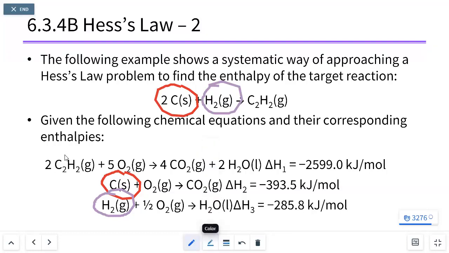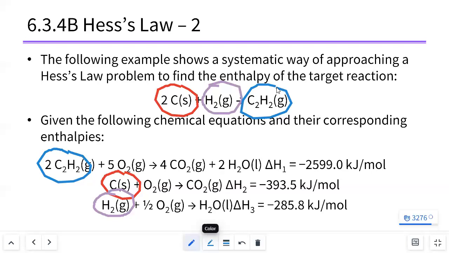The key that we ultimately have to do is put these equations together in such a way that they actually match up. So in the case of the acetylene, a couple of problems with it. First of all, this equation has acetylene as a reactant. I need it as a product. It also has 2 acetylenes in it. I only need 1.